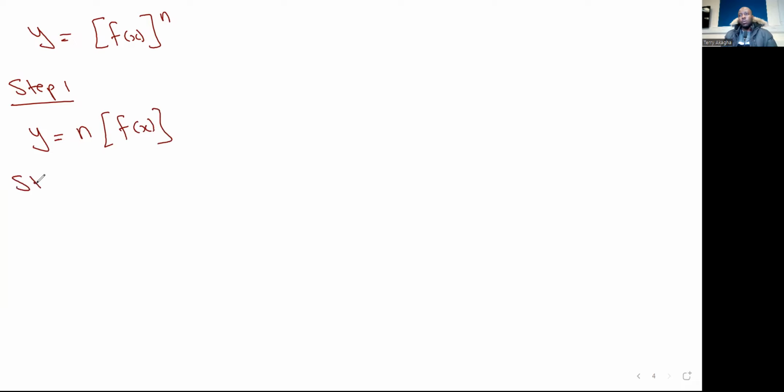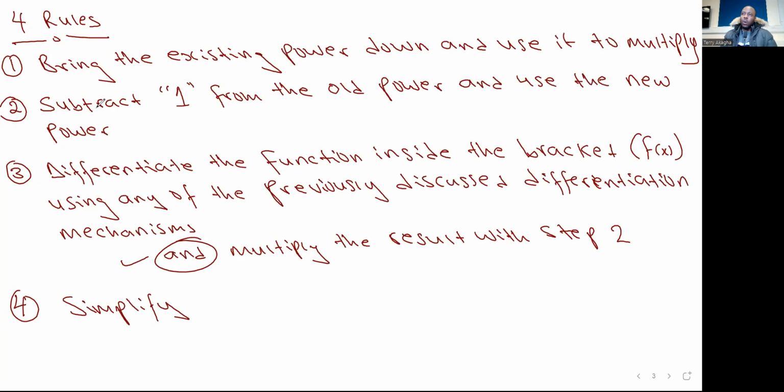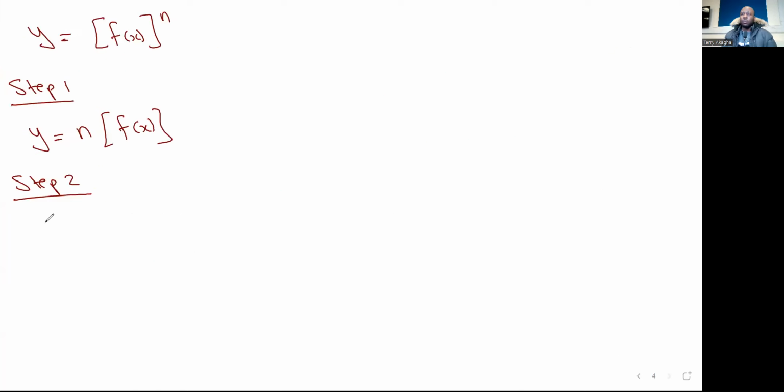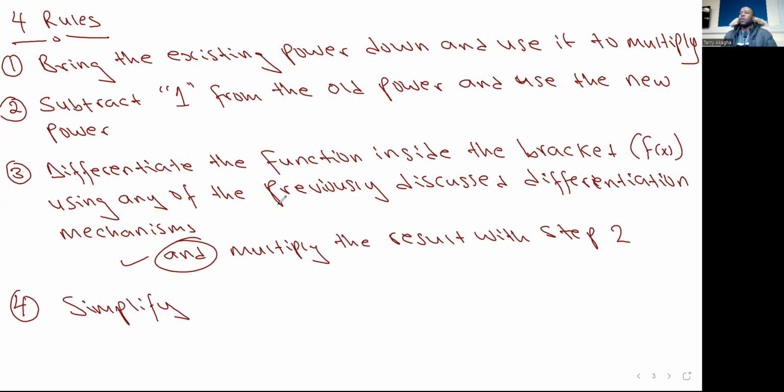Step 2, we have to subtract 1 from the old power and use the new power. So we're going to subtract 1 from the old power. So it's going to become n f of x, then we have n minus 1. So basically, you bring down the n and subtract 1 from the power. That's what we've done. Then the next thing is that we have to differentiate the function inside the bracket.